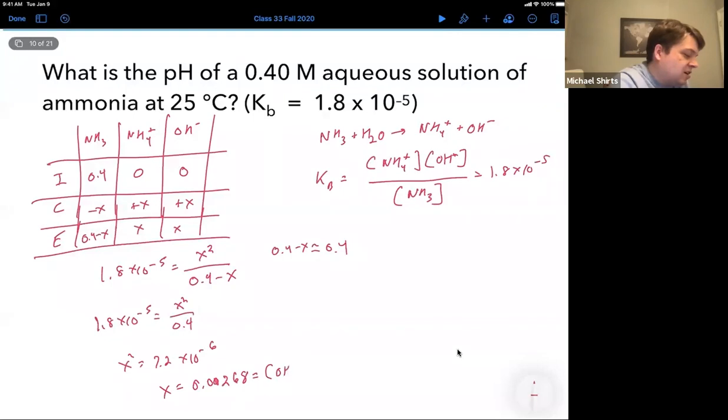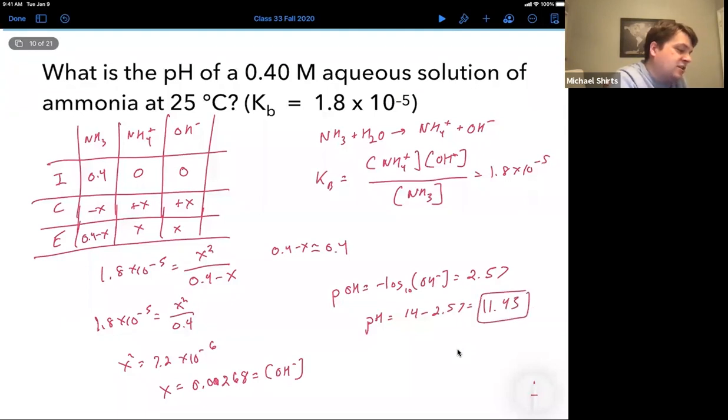And this is our concentration of OH minus. So remember, if we're calculating the pH, we can't just take the minus log base 10 of this, right? Because that would give us the pOH. The pOH is minus log base 10 of OH minus, which gives us 2.57. So the pH is 14 minus 2.57, which is 11.43. So that is actually what the pH is. It is quite high because this is a not too weak base. The pH has to be higher.